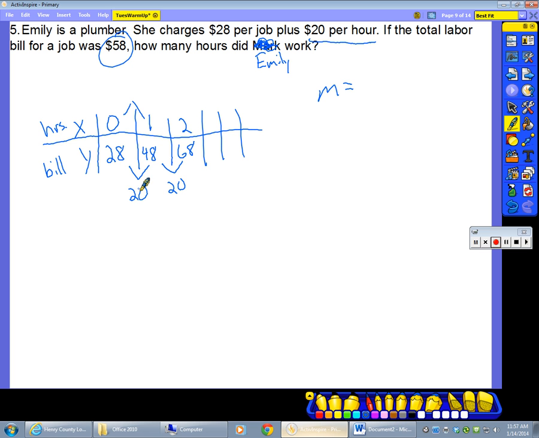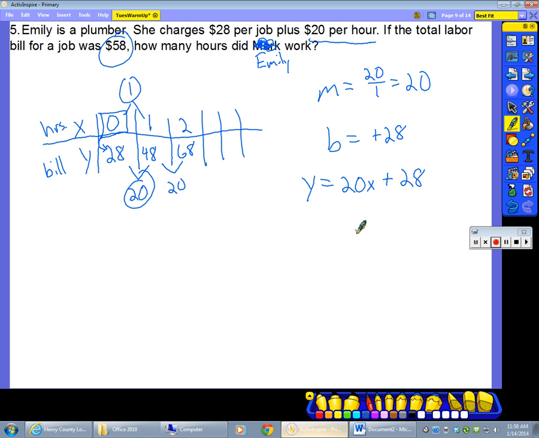In this case, when y increased by 20, x increased by 1. And you're going to see that is constantly happening. This simplifies down to positive 20. My y-intercept, when x is 0, y is a positive 28. So my equation is y equals 20x plus 28.